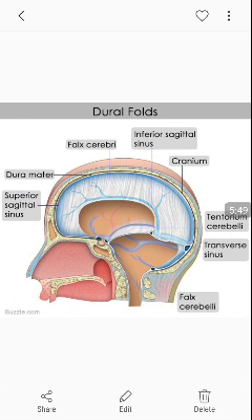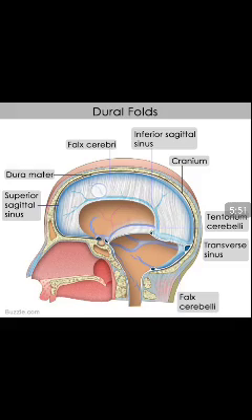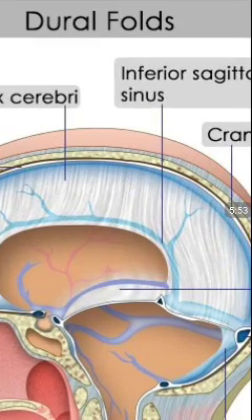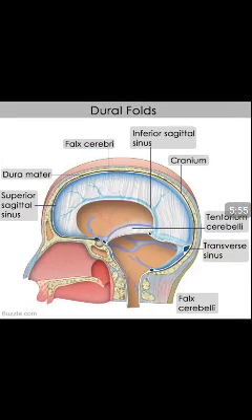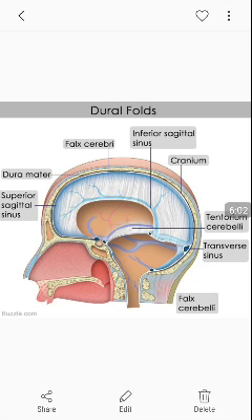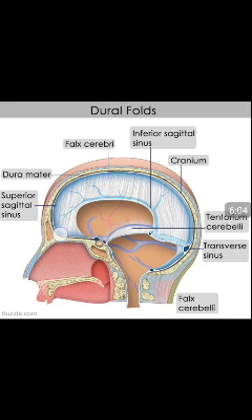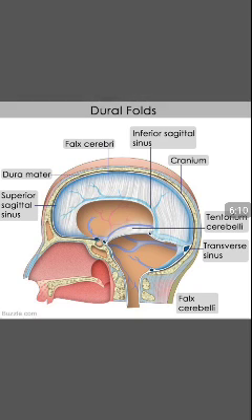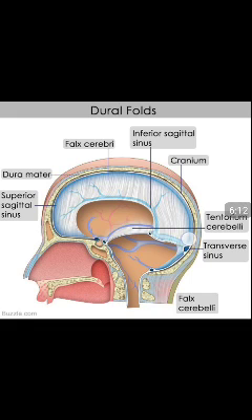So here you can see the side view, or you can say the sagittal view, of the falx cerebri. The falx cerebri is anteriorly attached to the internal frontal crest and the crista galli, and posteriorly it is joining the midline of the tentorium cerebelli.